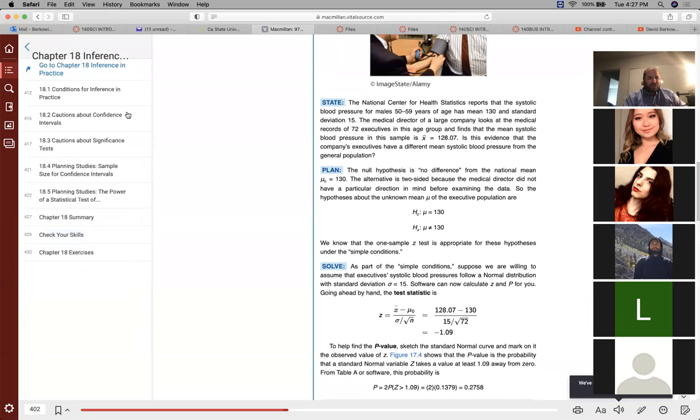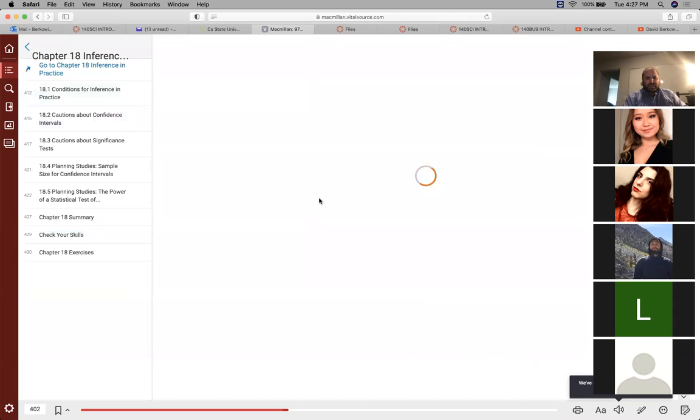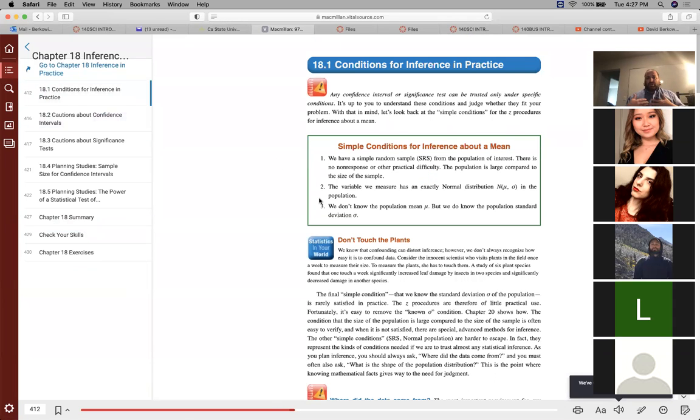And then chapter 18 was about conditions upon when you were allowed to do these rules of inference. It has to be an SRS. It has to be from a normal distribution, and we have to know sigma. Those are the three conditions.